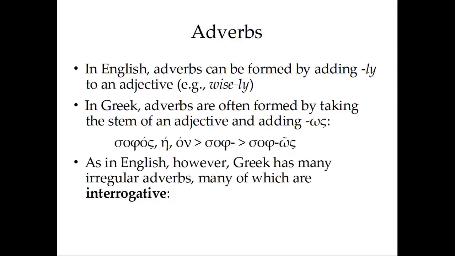As in English, however, Greek has many irregular adverbs, many of which are interrogative, which means they have to do with questions. They're adverbs getting at how things are done, when things are done, where things are done, that sort of thing. These are interrogative adverbs, often the first words of their respective sentences. For instance, pou, which means where. Pos means how.